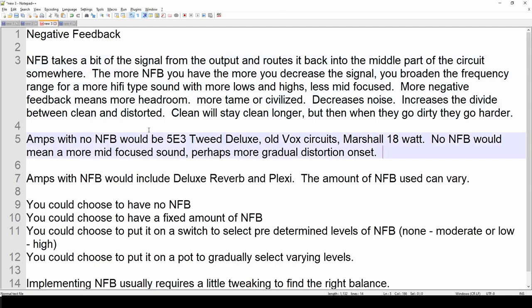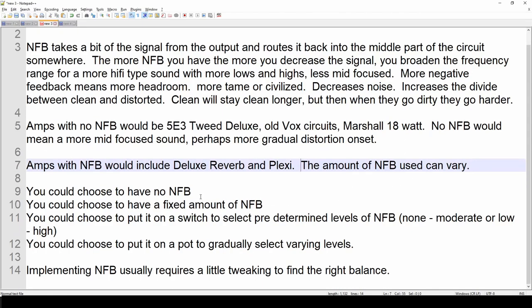Amps with no negative feedback, an example would be a Tweed Deluxe or some old Vox circuits or a Marshall 18 watt. No negative feedback is very mid-focused with a very gradual onset of distortion. Amps with negative feedback would include the Deluxe Reverb and Plexi. And the big question here is that the amount of negative feedback used can vary a lot. So to sum this up, this is your choice.